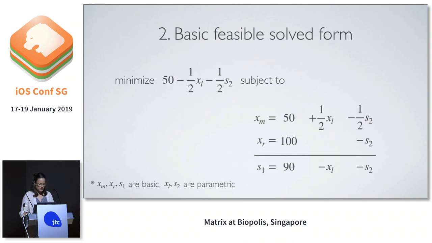So we'll look at what we have right now and see whether we are in the basic feasible solved form. We are, because XM, XR, and S1 don't show up anywhere else. Whatever is in the unrestricted part, that is S1, the constant is positive, so we check all the boxes. And then the next step is to lose all the parametric variables, and then we actually get to a solution.